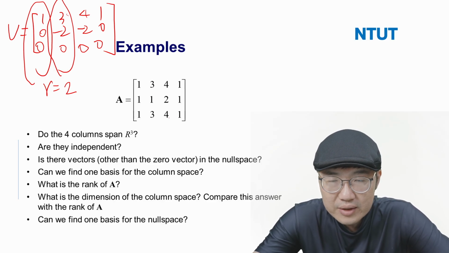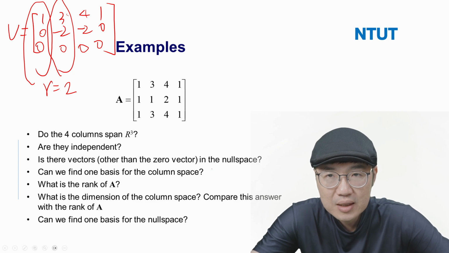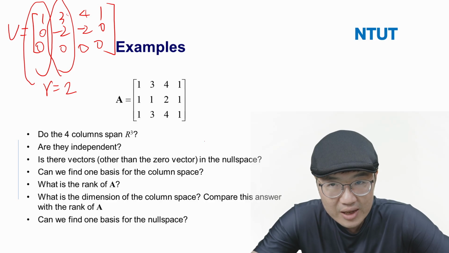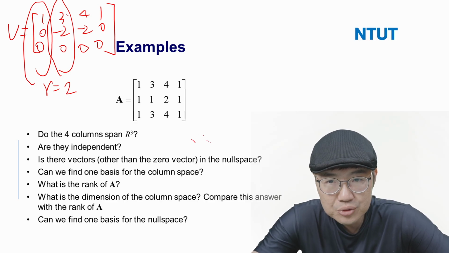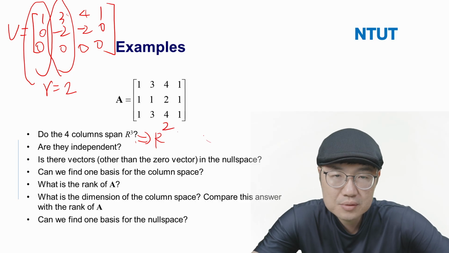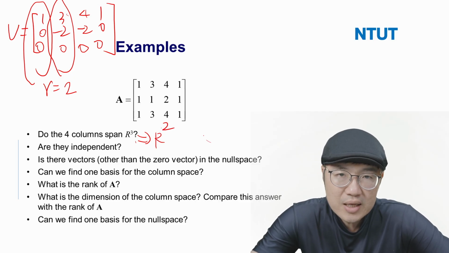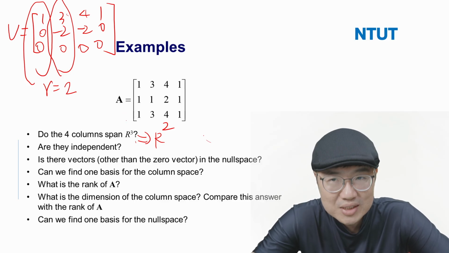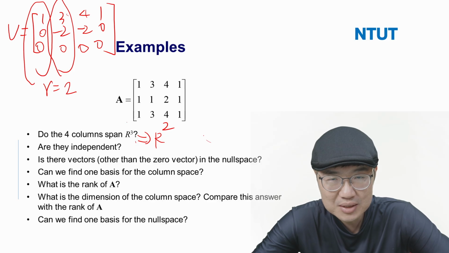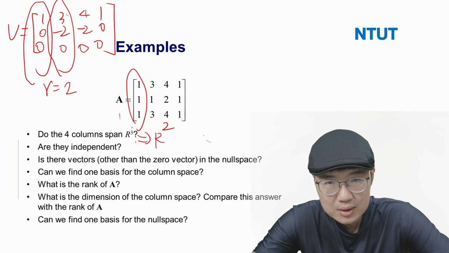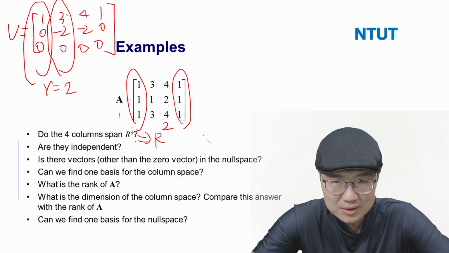So the number of independent columns is only 2. This means that they can at most span R2, not R3. So only R2 in this case. If you check each original row, or the original columns, without performing Gaussian elimination, it's similar, because the first and the fourth columns are identical.